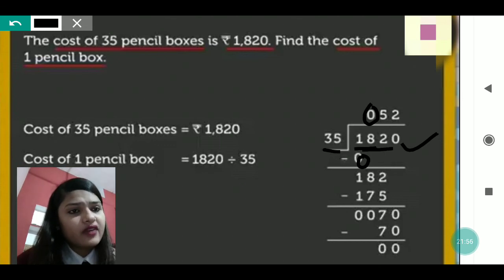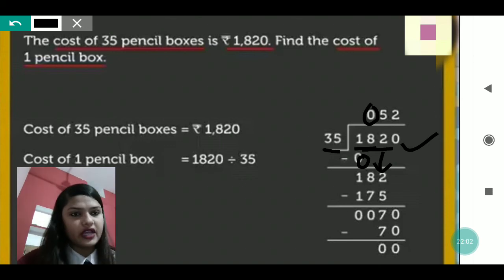After taking 1 and 8 down, we will take the third number, because 18 was not divisible, so we have to take three numbers altogether. So now 18 we have taken down, and then 2 we have taken down. And since 18 is not divisible, I have already written 0 at the quotient place, which is showing that 18 was not divisible.